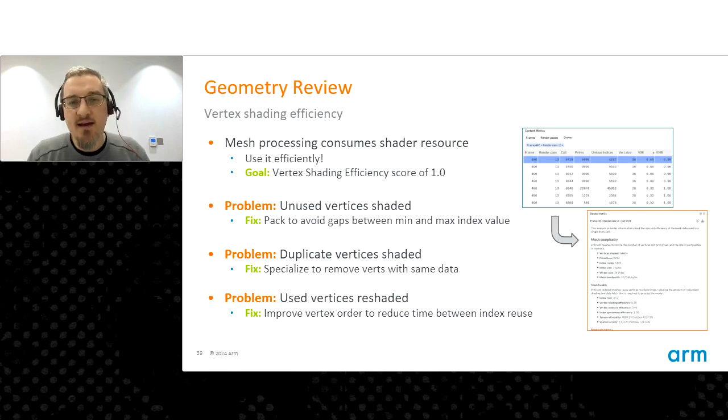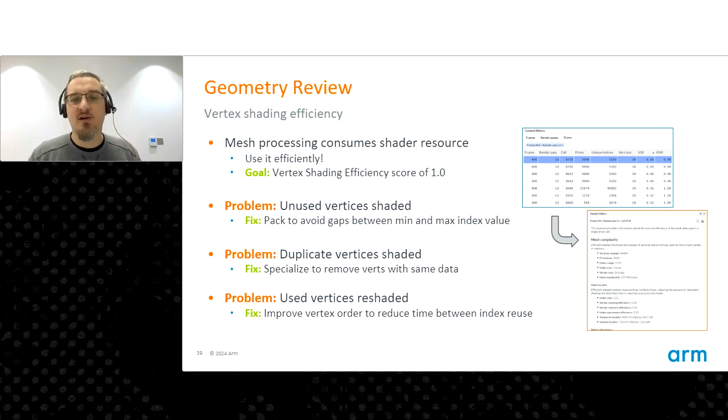The final tool we have in at the moment is what we're calling geometry review. So we have content metrics, which give you statistics about each draw call. And there's a whole collection of statistics about the geometry efficiency in terms of how it's processed, how the index buffer is laid out, how the vertex attribute data is laid out.